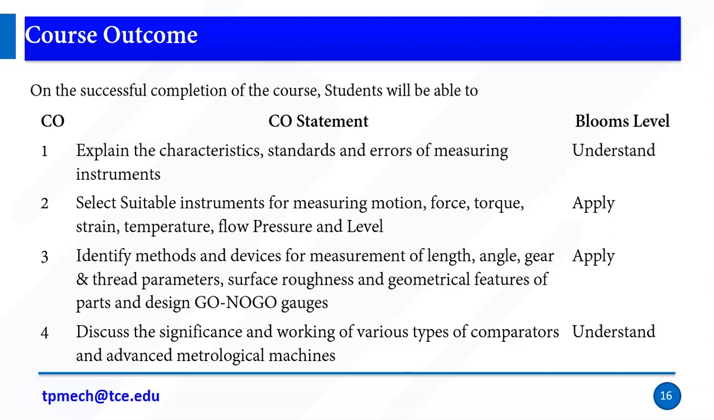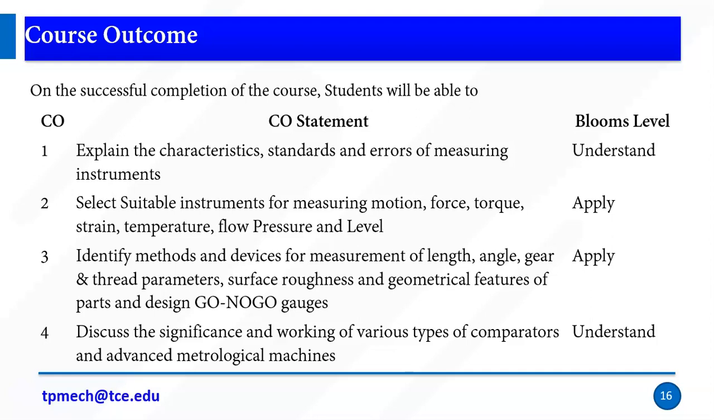The first one is to explain the characteristics, standards and errors of measuring instruments. This comes under the understand part, which gives some introduction about the characteristics of equipment. What is accuracy, what is precision, what is repeatability, what is reproducibility, what is traceability, what is calibration. This all comes with our first course outcome. This is the understand category. You need to know what accuracy is, what precision is, and the difference between accuracy and precision. This all comes with course outcome 1.